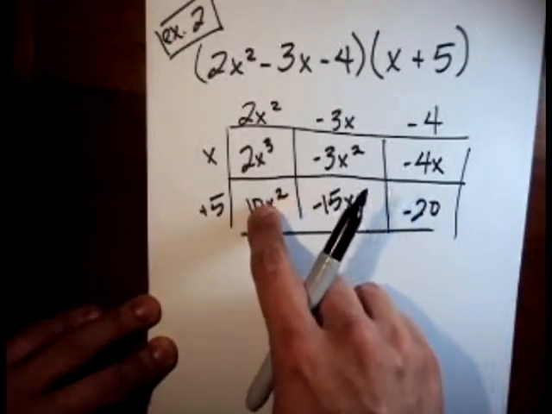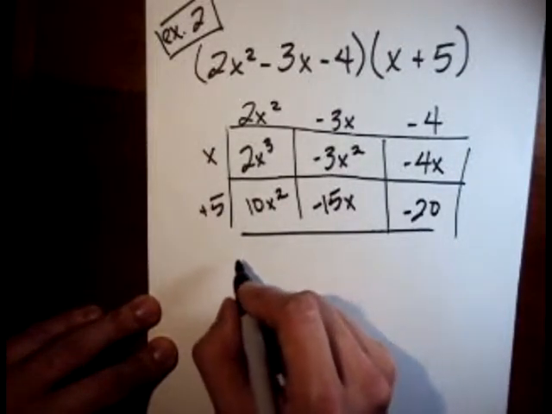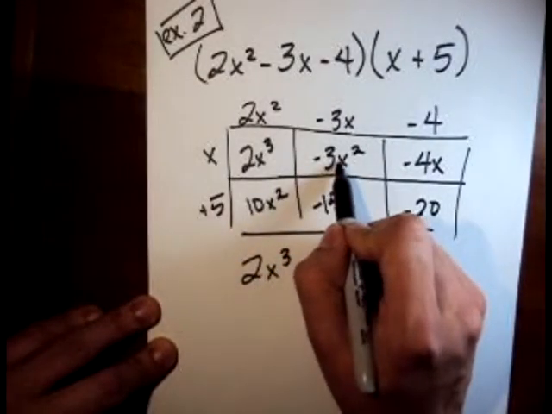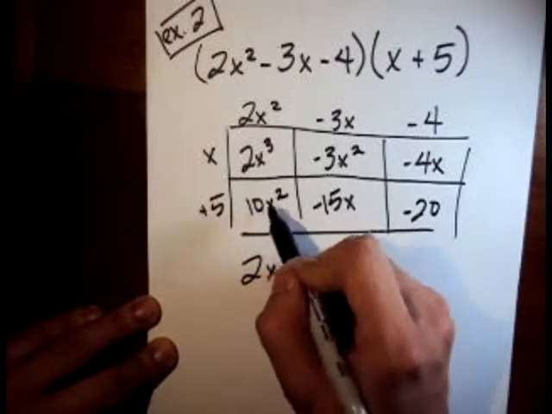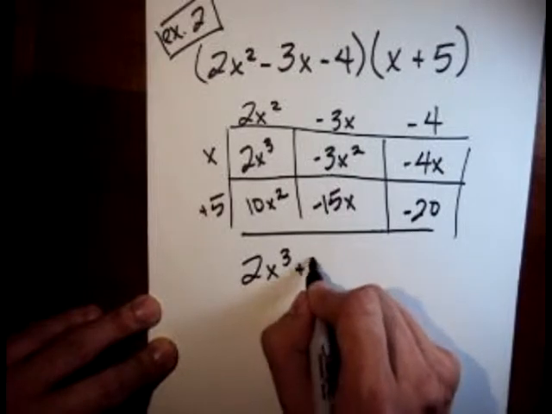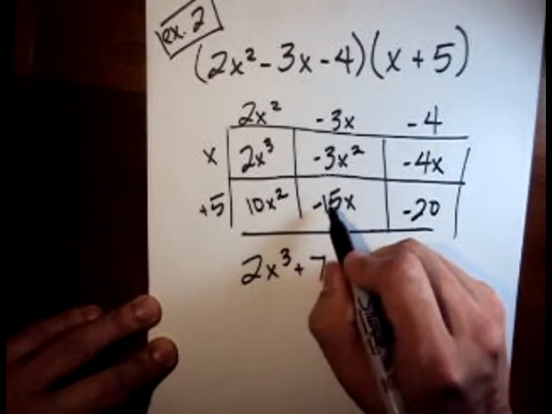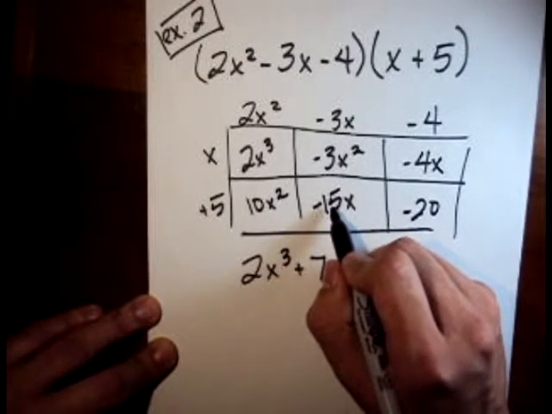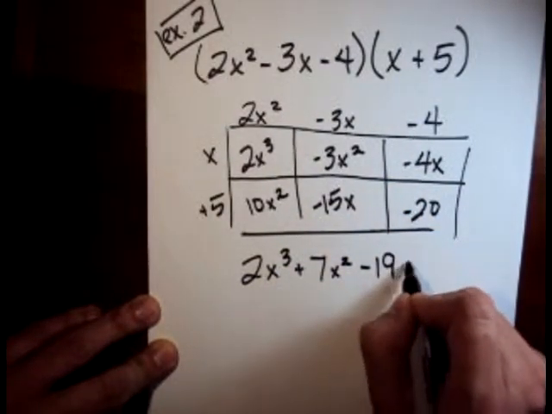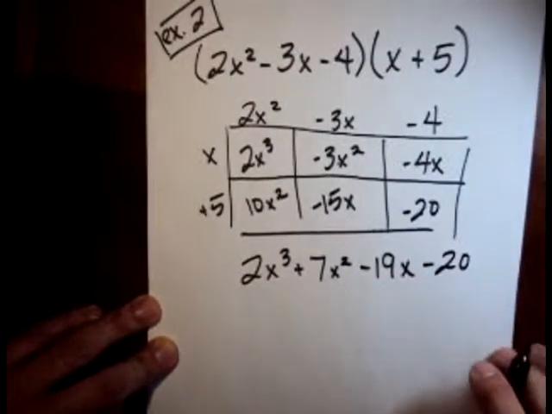Now notice that our like terms, again, are on these diagonals. So we can combine those. Let's see here. So we're going to end up with 2x cubed. We have 10x squared minus 3x squared. So we could say 10, if we have 10 apples and we subtract 3 apples, right? It's going to give us 7 apples. But in this case, our apples are x squareds. And here we have negative 15 bananas, and we're subtracting 4 bananas. That gives us negative 19 bananas, but in this case our bananas are x's. And our negative 20 comes along for the ride.